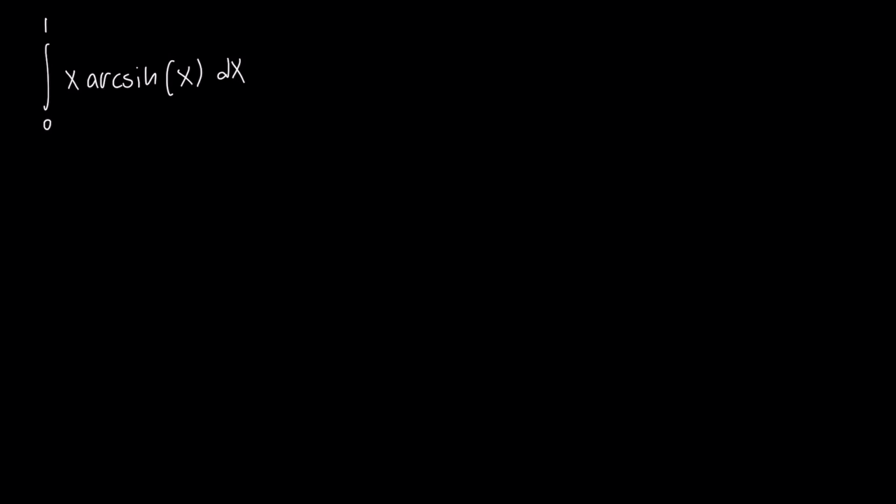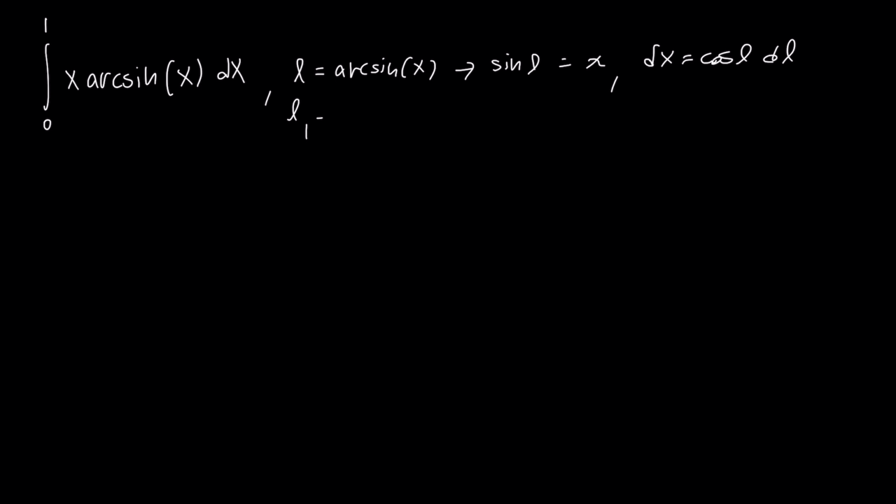Today we'll be doing the integral from 0 to 1 of x times the arcsine of x dx, and we'll make a substitution. So we'll let L equal the arcsine of x, which just means that the sine of L is equal to x, which also means that dx is cosine L dL, and that the bounds: L sub 1 is the arcsine of 0, which is 0. L sub 2 is arcsine of 1, but that's pi over 2. So L ranges over the closed interval from 0 to pi over 2.